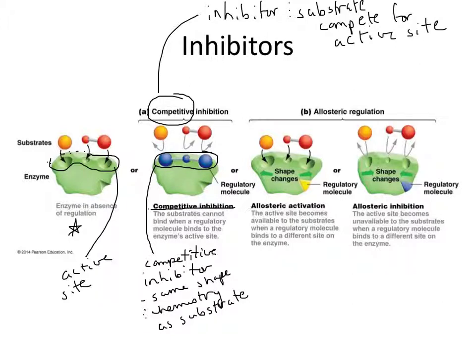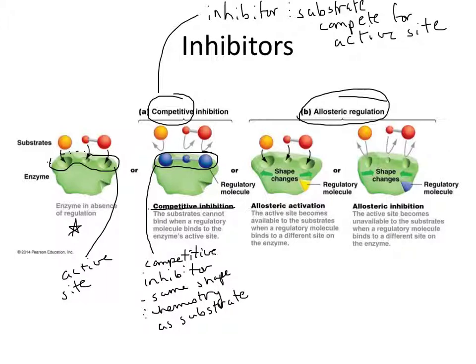Okay, so if you had a certain amount of competitive inhibitor and a certain amount of substrate, you would have a particular level of enzyme activity. If you added more competitive inhibitor, you'd see the enzyme activity going down. In contrast, if you added more substrate, you would see enzyme activity going up, because it would then be able to outcompete the inhibitor.